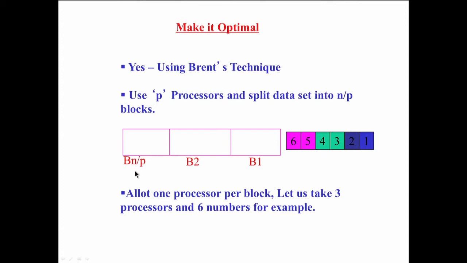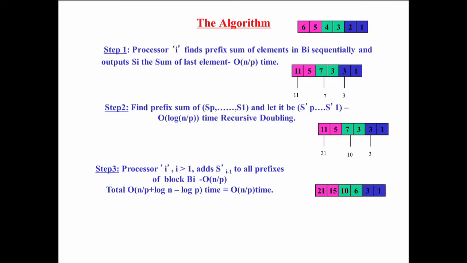Right, this is wrong. P blocks, each of size n by P, and then allot 1 processor per block. Let us take 3 processors and 6 numbers; we did this, okay, right.